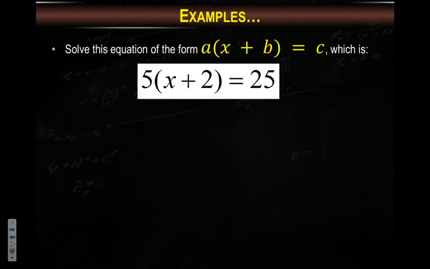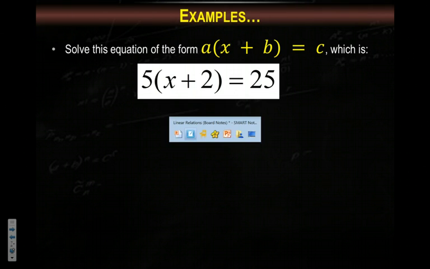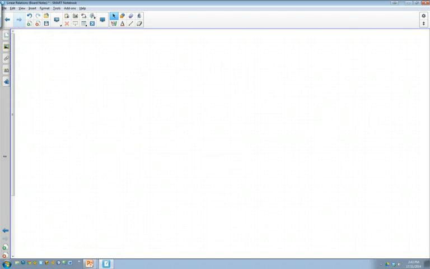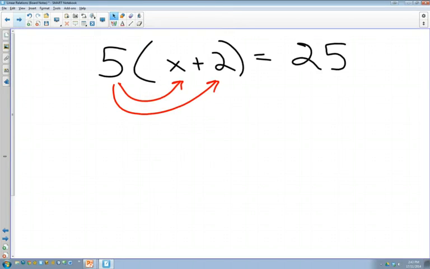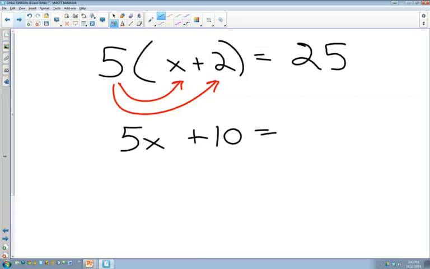Okay? The next one. Now this one uses brackets. So you can see, this one I think I will do on the smartboard. So 5 times x plus 2 equals 25. Okay, so step 1 is to remove the brackets. We remove the brackets using distributive property. 5 times x, 5 times 2. Let's rewrite it. 5x plus 10 equals 25.